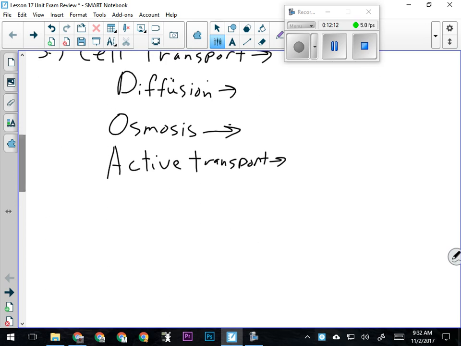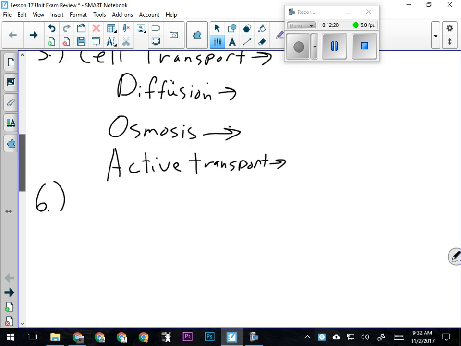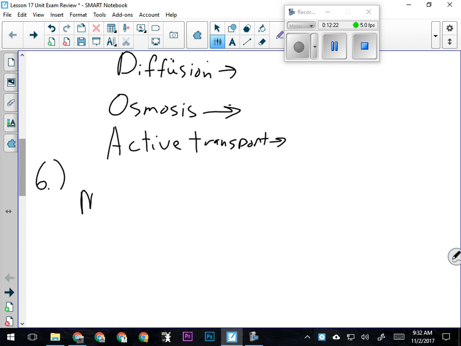Okay, cell transport, cell size and transport. Next thing was multicellularity. What number are we on? 6. This was 5. Okay, you need to know the difference between a true multicellular organism and a colony of cooperating cells. All right, we talked about how those things were different. What was the key difference between a colony and a true multicellular organism? Specialization.